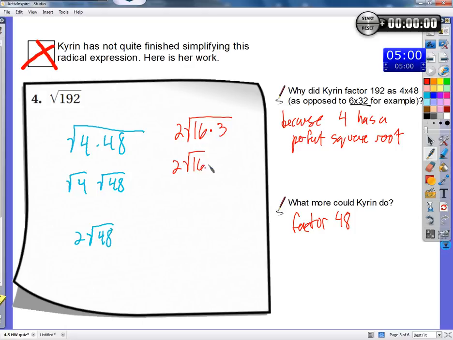That's 2 times the square root of 16 times the square root of 3. That's 2 times 4 times the square root of 3. That's 8 times the square root of 3, or we can say 8 root 3. That's how that's read a lot of times. Any questions about that? Simplifying a square root when you're separating it into factors and then separating those factors into their own square roots.